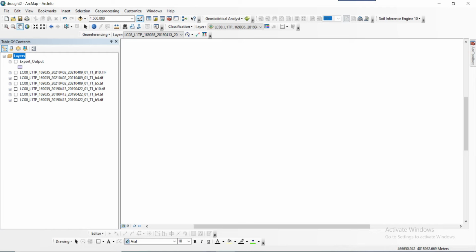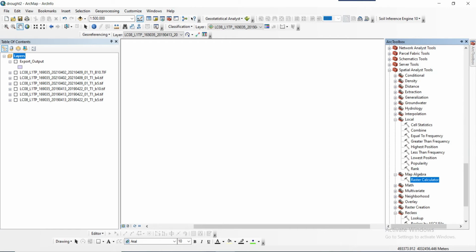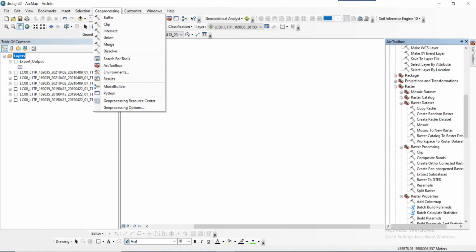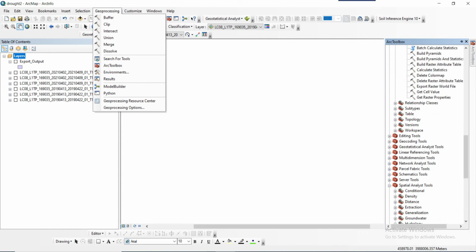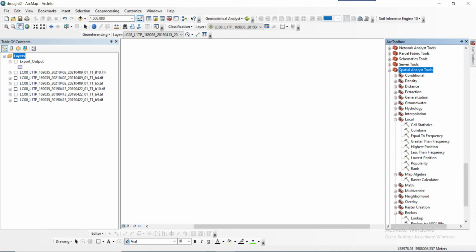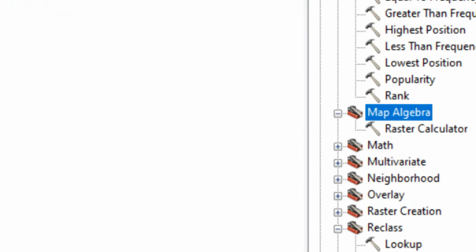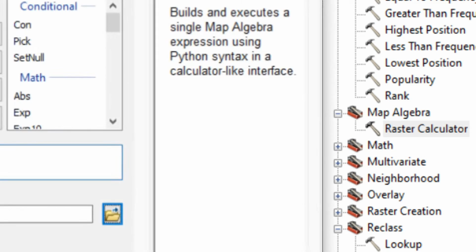In order to calculate the NDVI, we have to go to the ArcToolbox right here, or we have this icon in the standard toolbar, or we can go to Geoprocessing, ArcToolbox, all the same. So we open ArcToolbox, go to Spatial Analyst Tools, then Map Algebra, then Raster Calculator. So we open Raster Calculator.